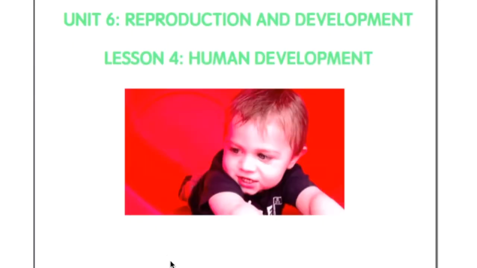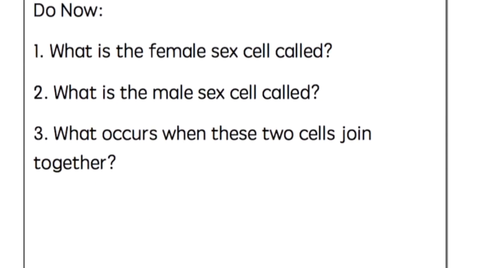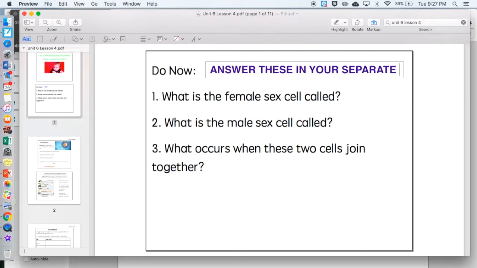Here we are on Unit 6, which is Reproduction and Development Continued. We're up to Lesson 4, which is Human Development, so we're going to be talking about babies. You are in a new set of Cami notes. It looks like this, and every time you have questions, I'm going to have you answer those in a separate document, but I'll tell you as we go.